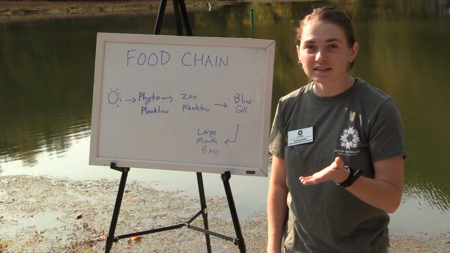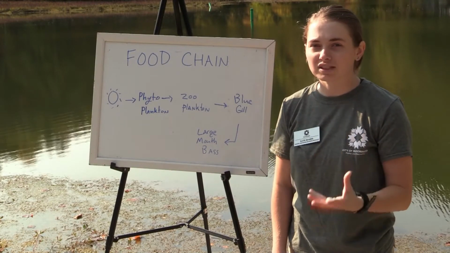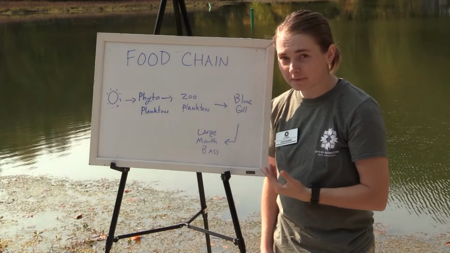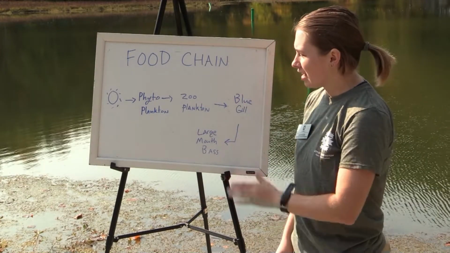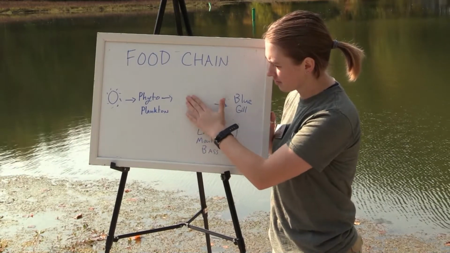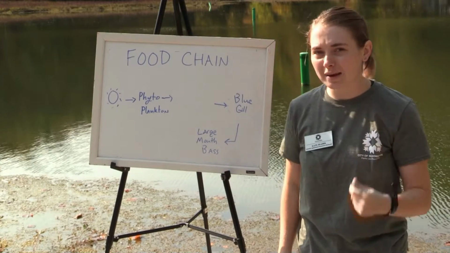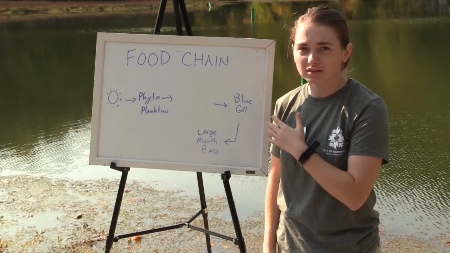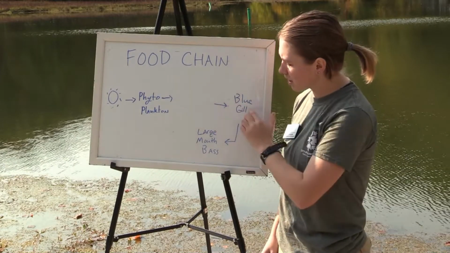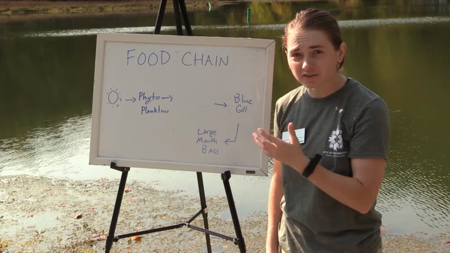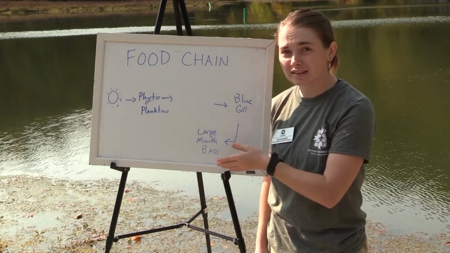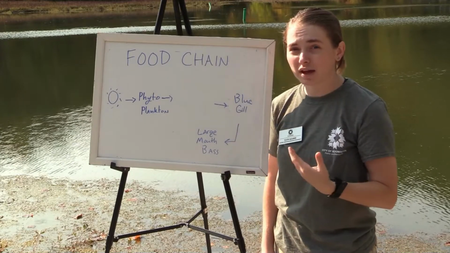A food chain is similar to a chain in everyday life, in that it only works if all of its links are a part of it. For instance, if I take away zooplankton, what do you think would happen to the bluegill? The bluegill doesn't have any more food, so the bluegill would eventually starve and die off, and then that would affect the next one after it, the largemouth bass, which would eventually die off as well.